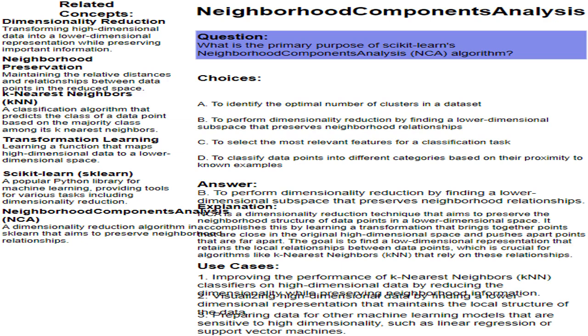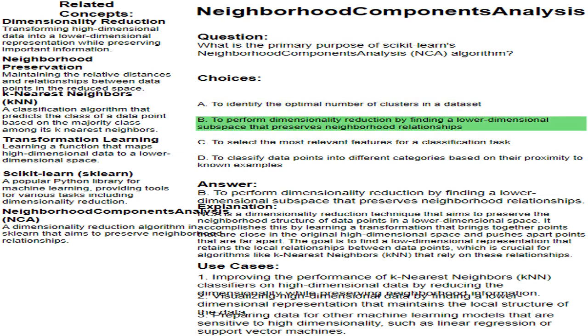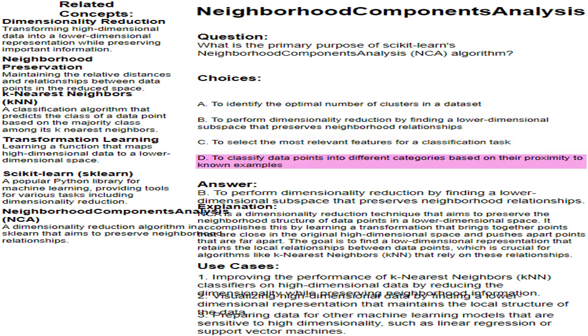What is the primary purpose of scikit-learn's neighborhood components analysis (NCA) algorithm? A. To identify the optimal number of clusters in a dataset. B. To perform dimensionality reduction by finding a lower dimensional subspace that preserves neighborhood relationships. C. To select the most relevant features for a classification task. D. To classify data points into different categories based on their proximity to known examples.